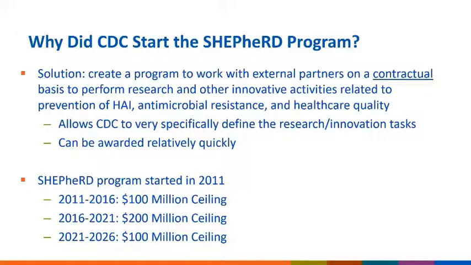In 2016, with the advent of AR funding from the CARB initiative, we were able to increase that ceiling to 200 million and then also expand to 8 domains. In 2021, we are responding to which domains were used and not used in 2016, and we've decreased that ceiling to 100 million, and we've decreased the number of domains.